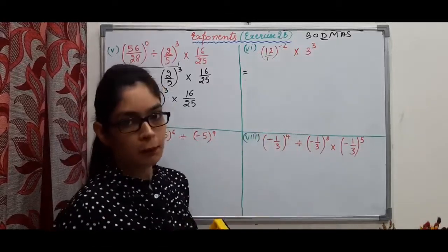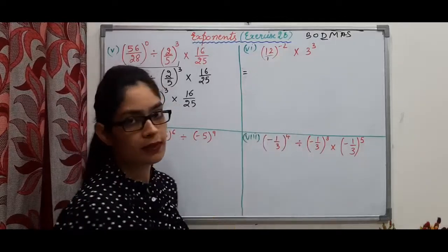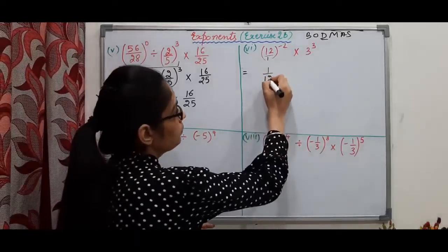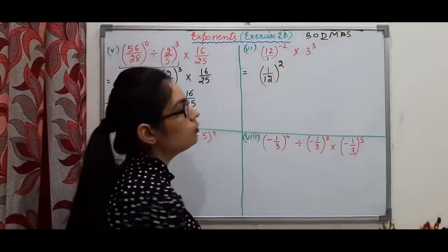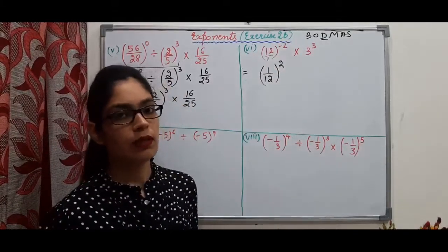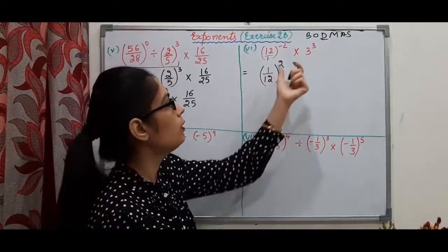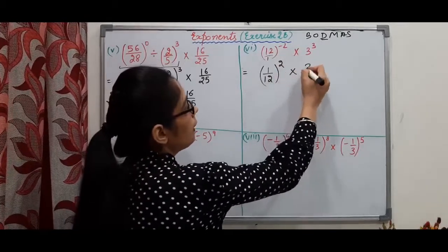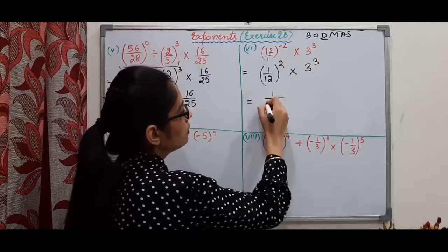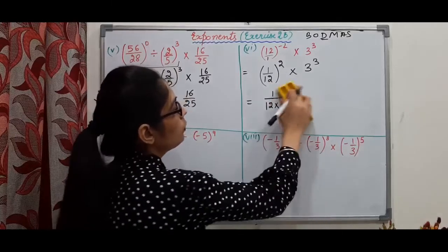We can make the power positive by doing reciprocal of a base. So base is 12, 12 by 1 we can say. So when we do its reciprocal, it will become 1 by 12. So power will be changed to 2. The power of the 12 was minus 2. After doing its reciprocal, it will become 1 by 12 whole power 2 into 3 to the power 3. So 12 to the power 2 I can write as it is only 12 into 12.